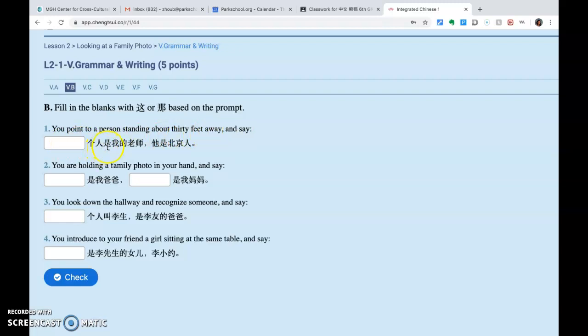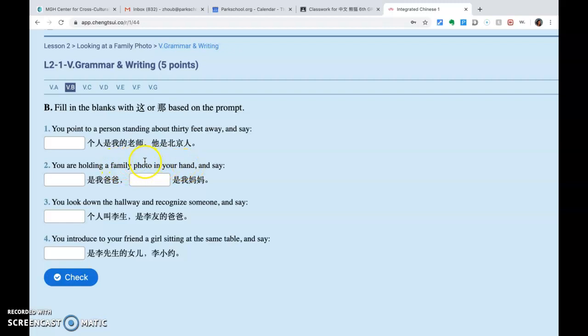那个人是我的老师，他是北京人。That person is my teacher. He is from Beijing. He is Beijing people. Right? 2. You are holding a photo, a family photo in your hand.